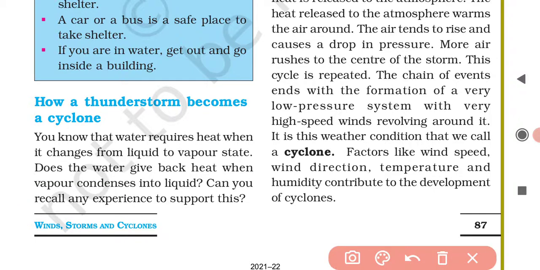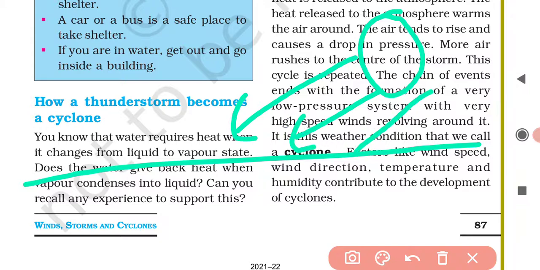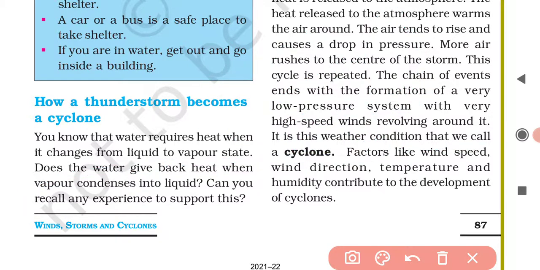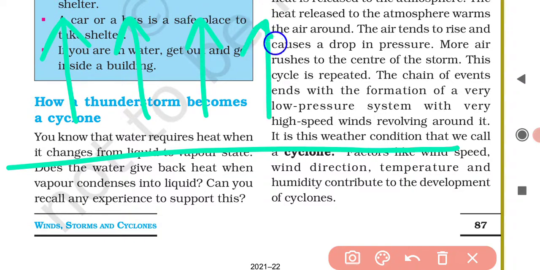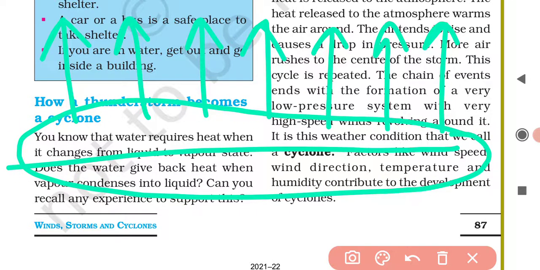That means if there is a region and it is getting heated by the sun rays falling on it, then the air over this region will rise up. The warm air rises up. So if the warm air rises up, what will happen? There will be a creation of a low air pressure region in this part only. This region now has a very low air pressure.